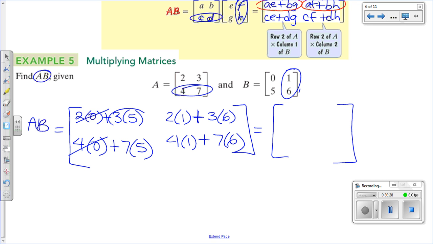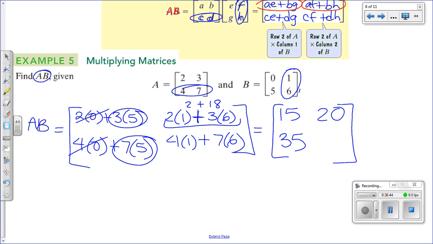So here I'm going to have 3 times 5 by itself, so it's 15. Here I will have 7 times 5, which is 35. And here I still need to consider both products. So 2 times 1 is 2, plus 3 times 6 is 18, so that gives me 20. Next one, 4 times 1 is 4, plus 7 times 6 is 42. So if we add those, I will get 44. Oh no, 46, I'm sorry.